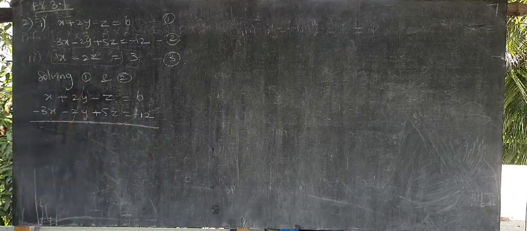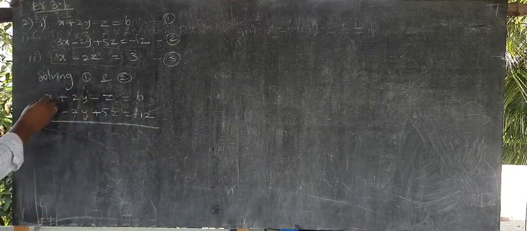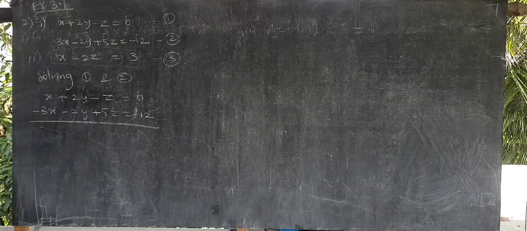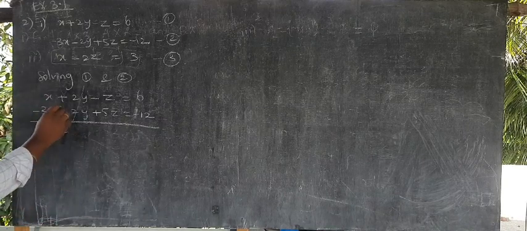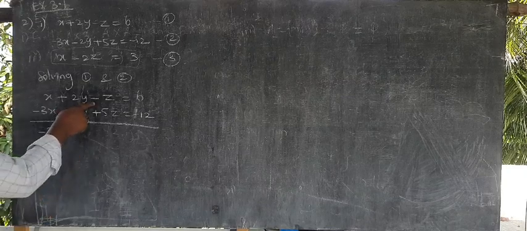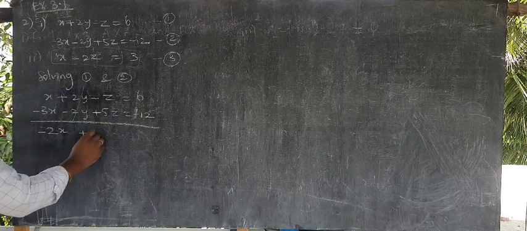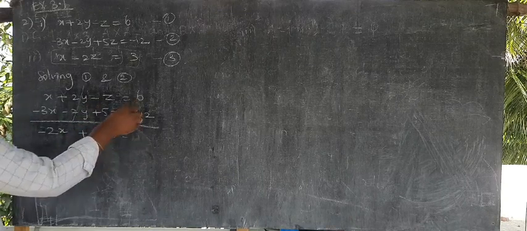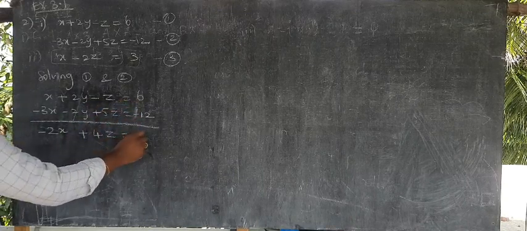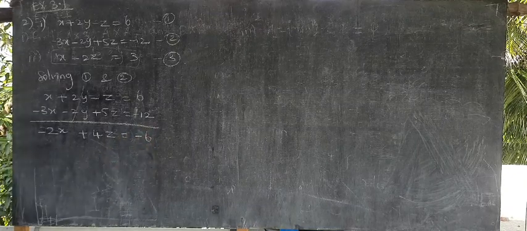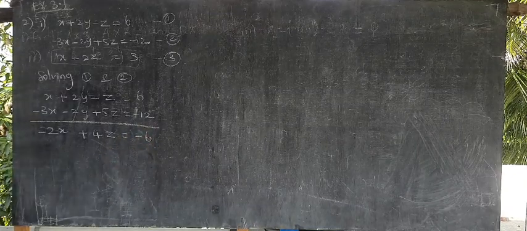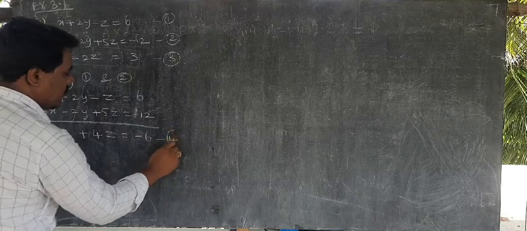Adding: x plus 2y minus z equal to 6, minus 3x minus 2y plus 5z equal to minus 12. Plus 2y and minus 2y get cancelled. x minus 3x is minus 2x. Minus z plus 5z is 4z. And 6 minus 12 is minus 6. Clear? Right, this is equation number 4.